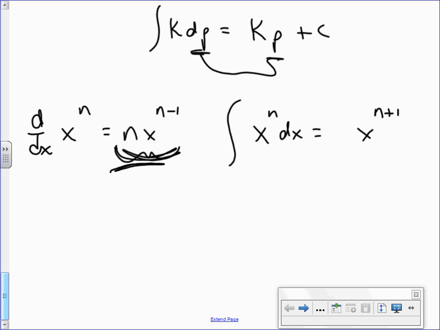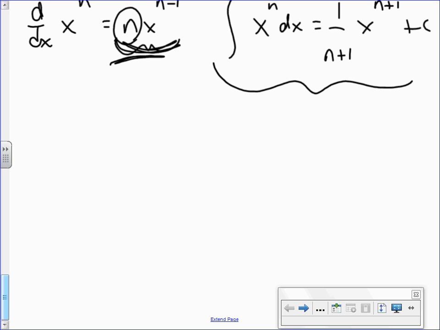Over here, you have to multiply. Over here, you're going to have to divide. And then put a plus c on the end. That is something that you need to memorize. This needs to be memorized. We'll do a couple of examples so that you can actually see that this really does work.